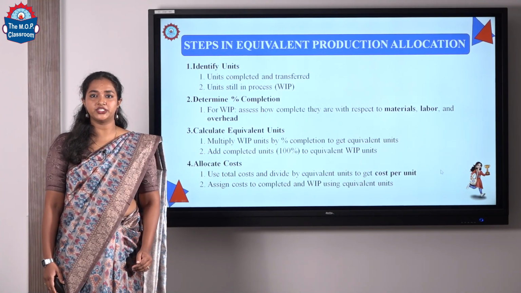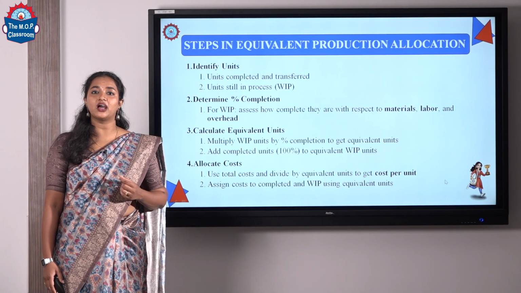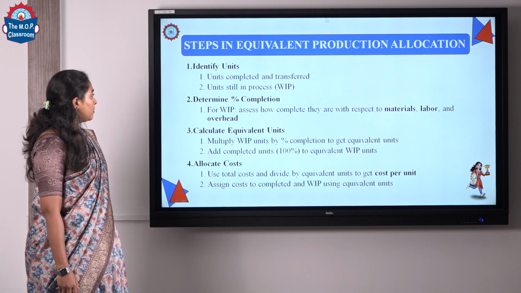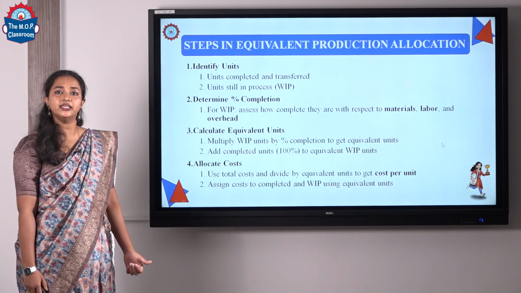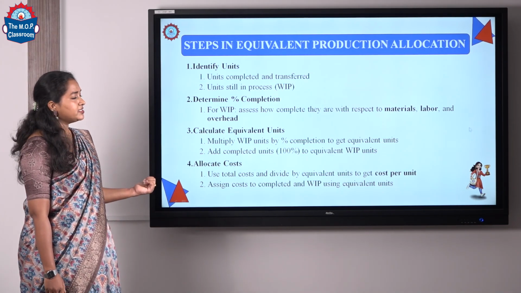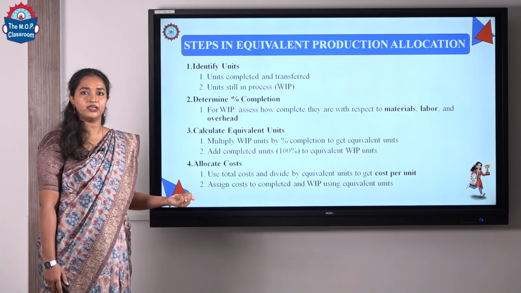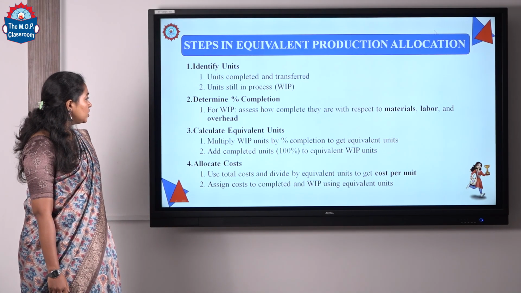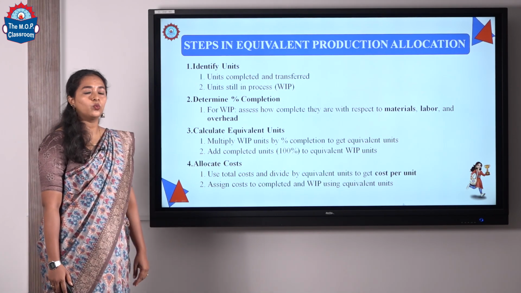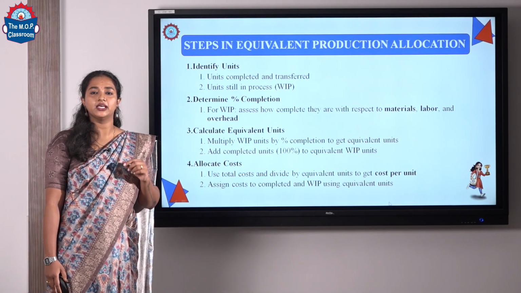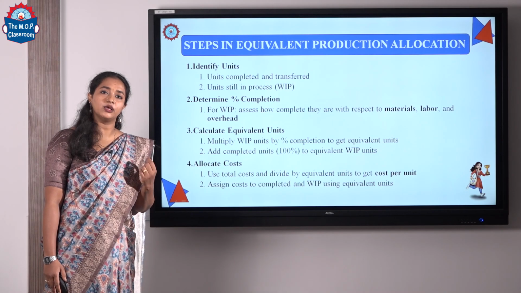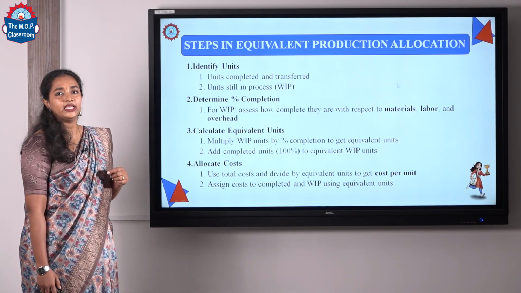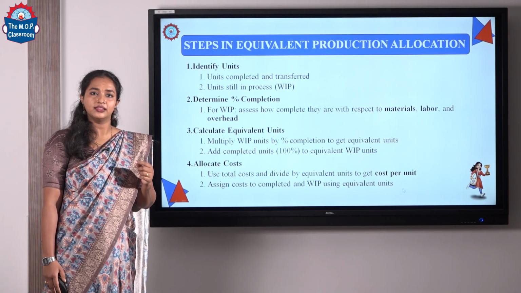Its degree of completion, whatever is not completed, is going to be converted to completed in order to find the equivalent production. Number 2 is to find out the degree of completion. This degree of completion information will be available in the problem. We are going to see it on the later slides. Step 3, calculate equivalent units. What we are going to do is multiply the degree of completion and the number of units to find the equivalent units. Then finally we will allocate cost based on the heads.